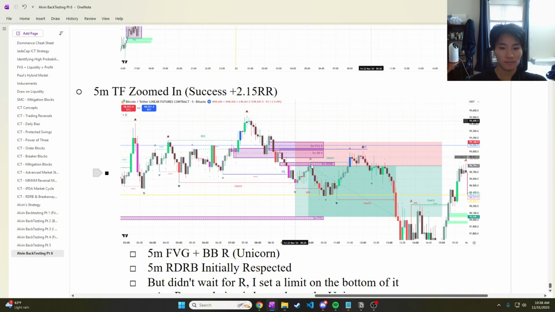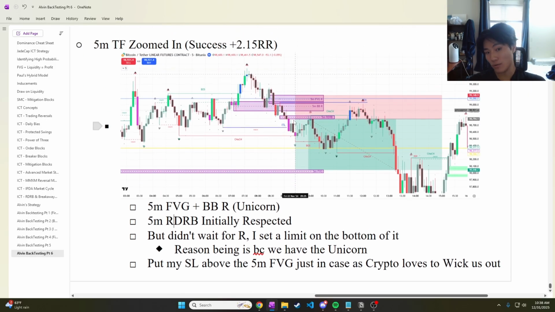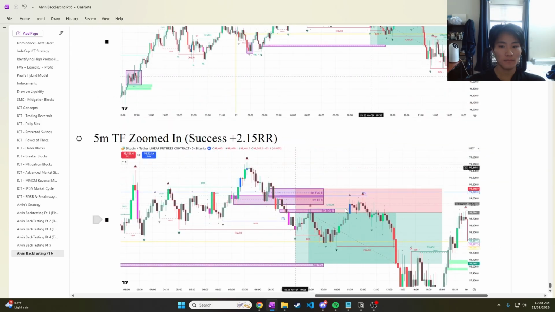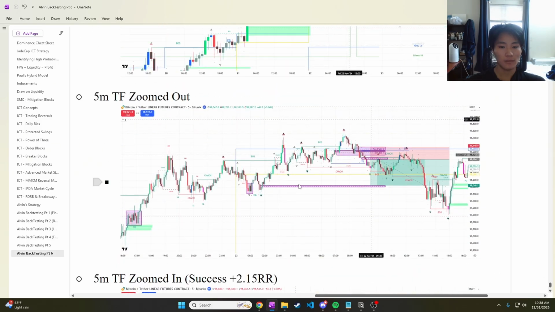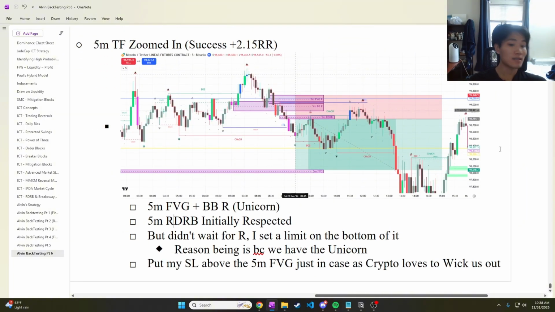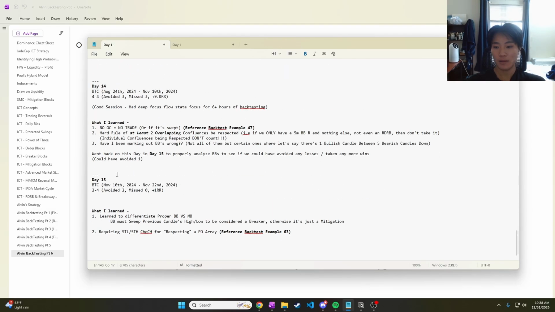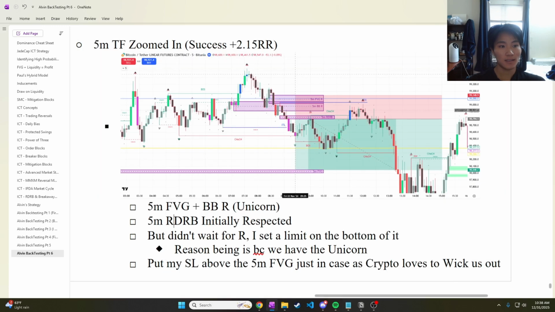RDRB being respected, but I don't think I waited for the RDRB. I just entered because we had the unicorn. It looked good. And yep, we hit it for 1 to 2.5 at the 5-minute FEG. That's it for the day 15 trade recap. I'm going to back test day 16, which is today.